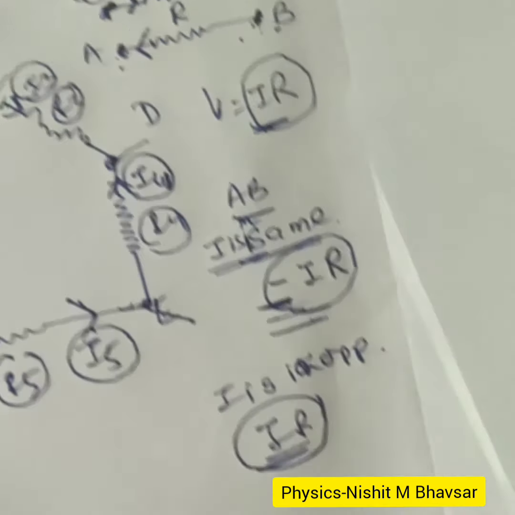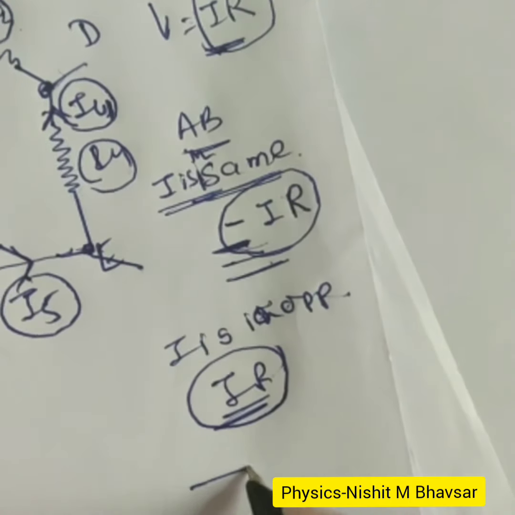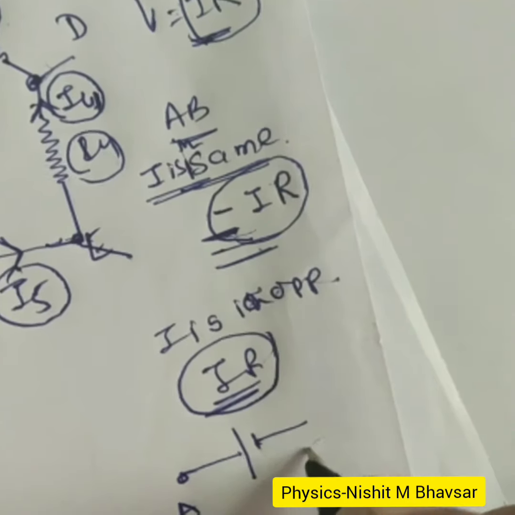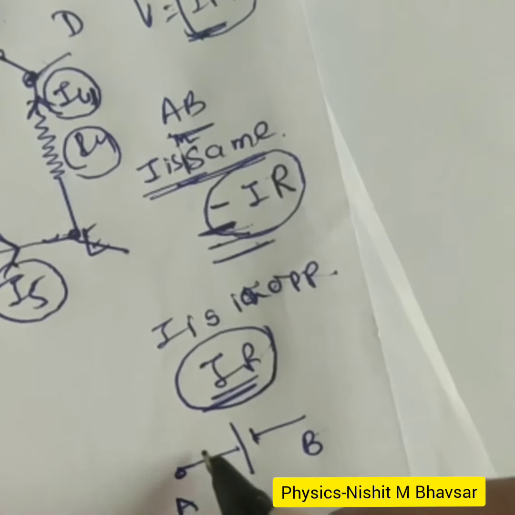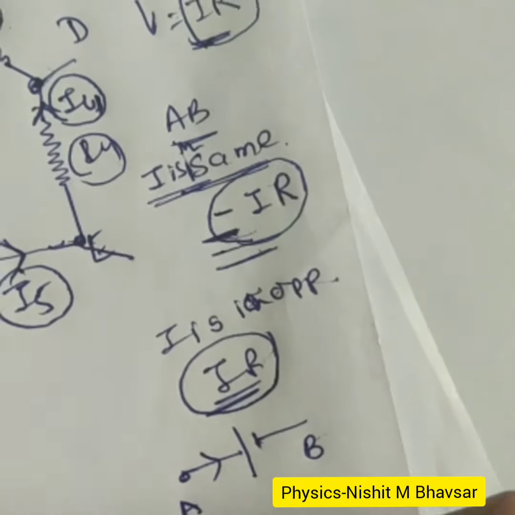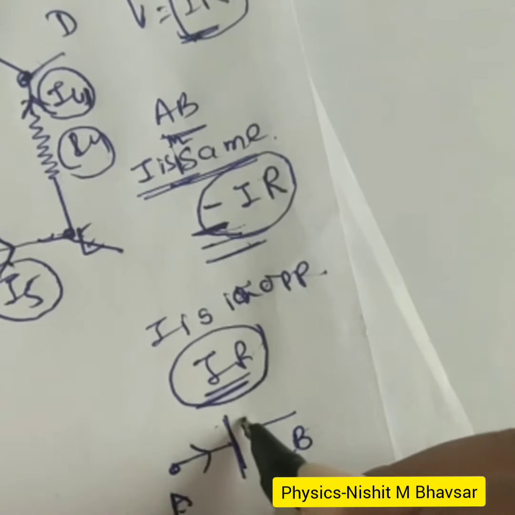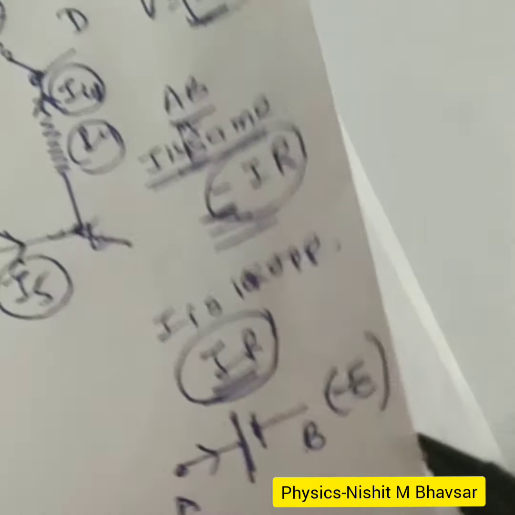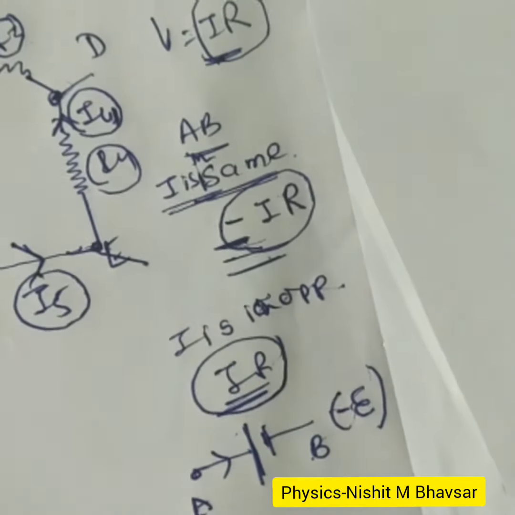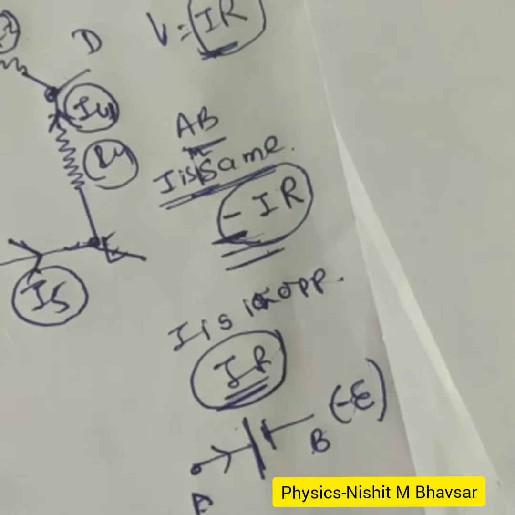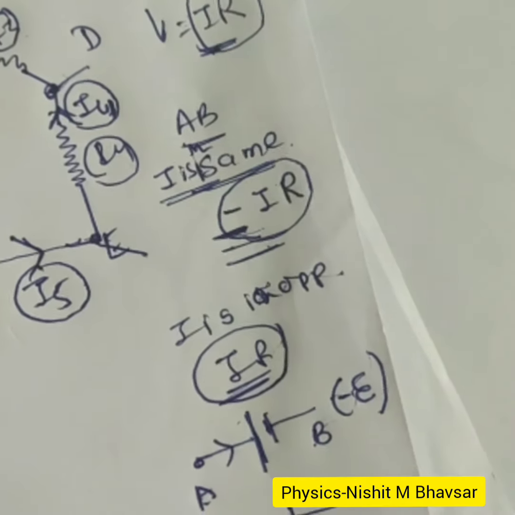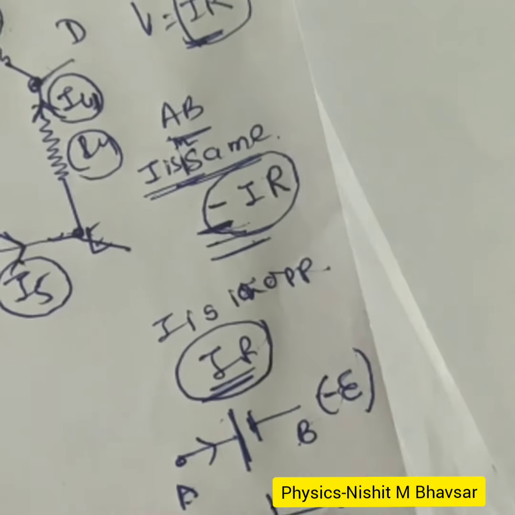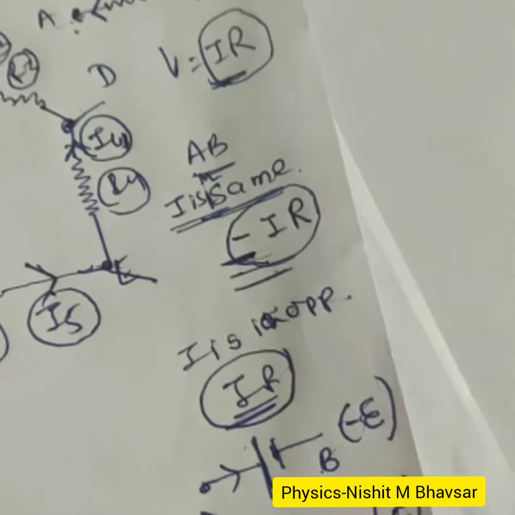In the battery, in the case of EMF, we are going in the same direction as the electric current from A to B, and first is positive and second is negative, so EMF becomes negative. The same as for IR. If we are going from A to B, but first is negative and second is positive, so EMF becomes positive.